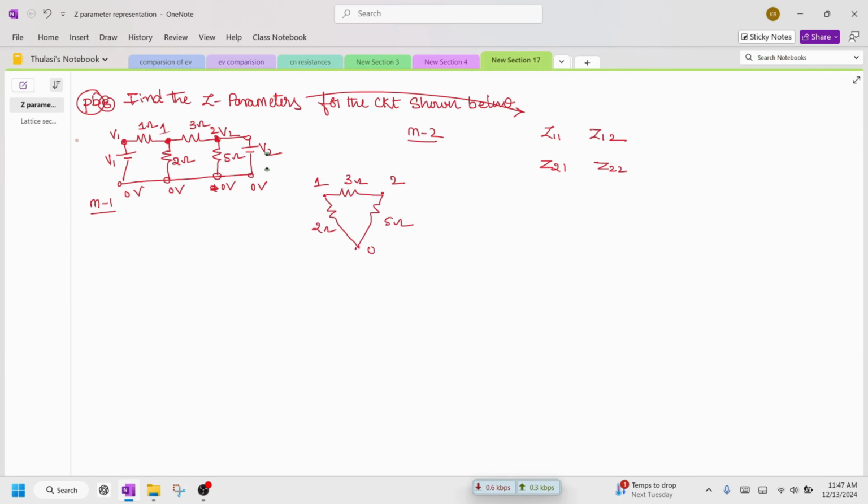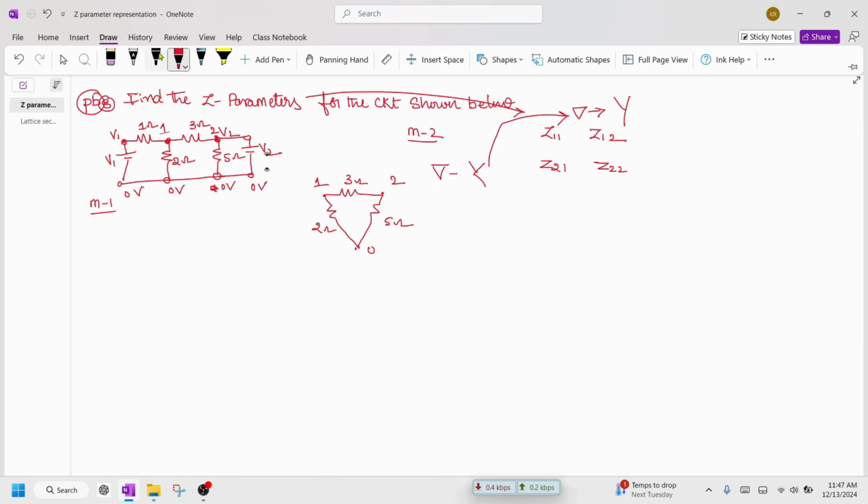Now we are using the transformation which is called a delta to star conversion. So if you are watching this video for the first time, you can go to the channel and you can see how to convert a delta network into a star network. Okay, so now I'm going to convert this delta into a star.